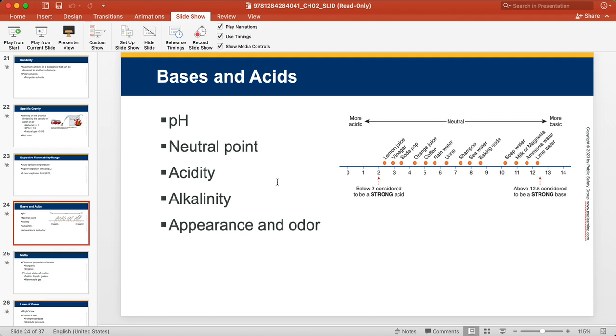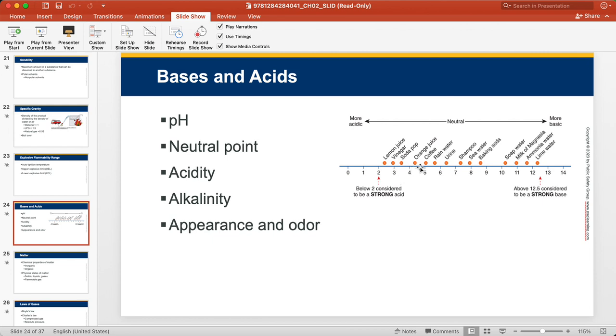All right, talking about bases and acids and our pH. The body is 7.35 to 7.45. That's the perfect range of acidity for our body. Then you can look at this line graph down here, which shows that below 2 is considered a strong acid, and lemon juice, believe it or not, is an acid. Vinegar, for all you soda drinkers out there, that one's real nice. That's 3.5, so that's very acidic.